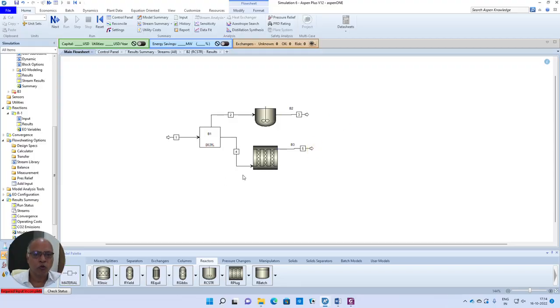Now, what would be the volume of the plug flow reactor? The cross-sectional area is pi by 4 d square and the volume is pi by 4 d square L. So you can think of assuming some length and calculating the diameter that may be required in order to solve this problem.